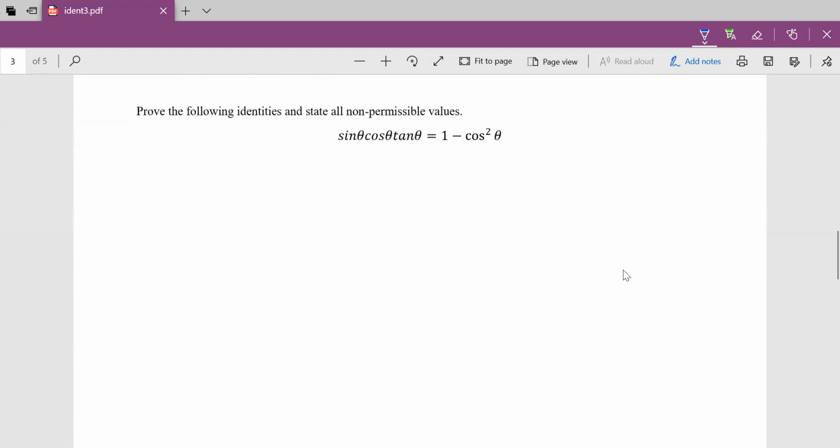Let's prove the following identities and state all non-permissible values. So if I'm telling you to prove it, it's an identity. I can verify it by graphing if I'd like to and see that the graphs are the same, but we're going to prove it. That's what that means. Here's how you're going to attack this. You're going to attack the left-hand side and the right-hand side separately. Now, what I'm going to do first is I'm going to rewrite this down.